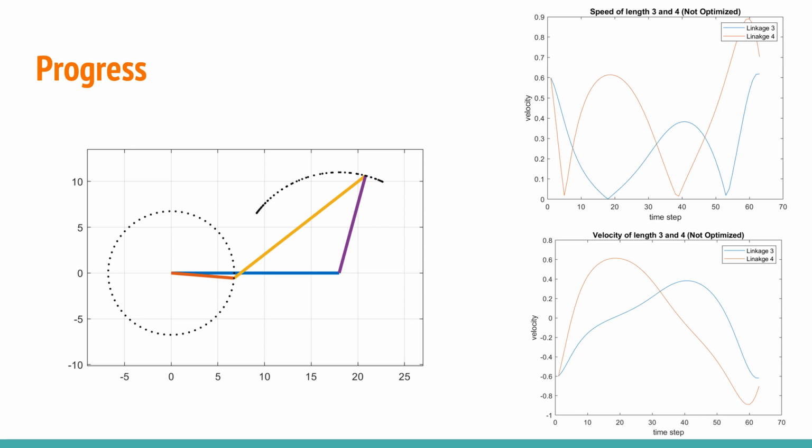On the right-hand side is a continuation of my prior goal. Now that I am looking to optimize the speed, here are my speed and velocity plots. We will cover why these are not optimized in the next slide.